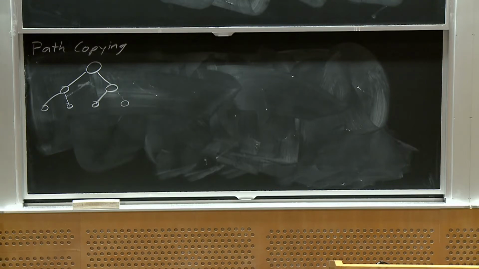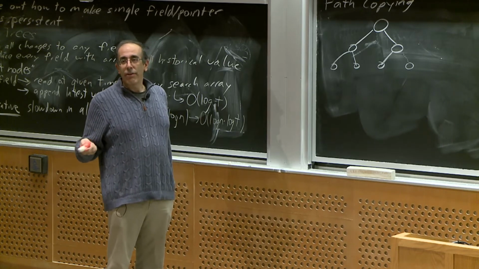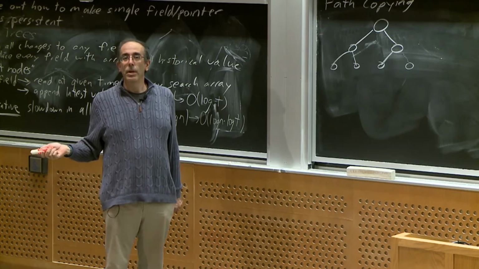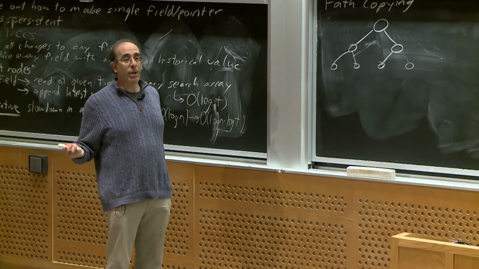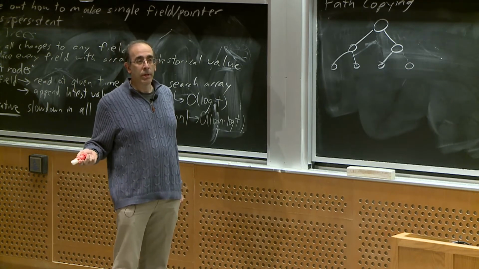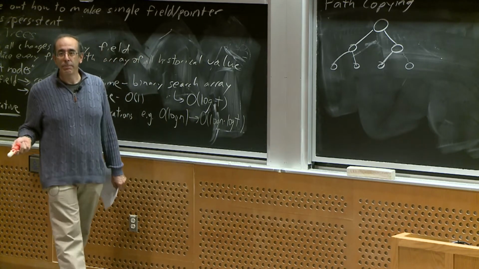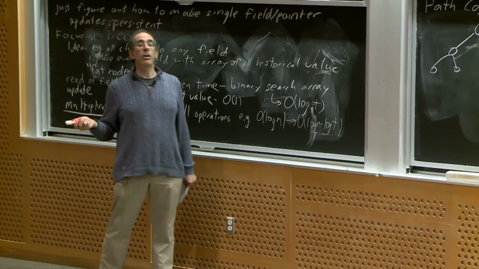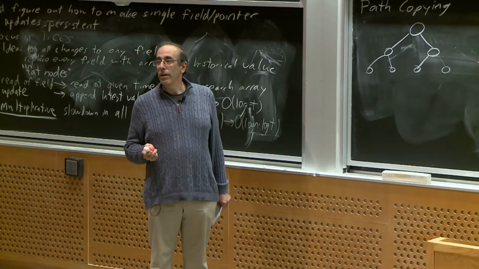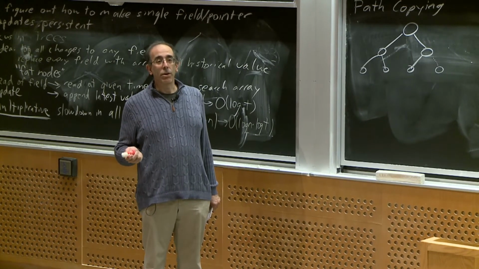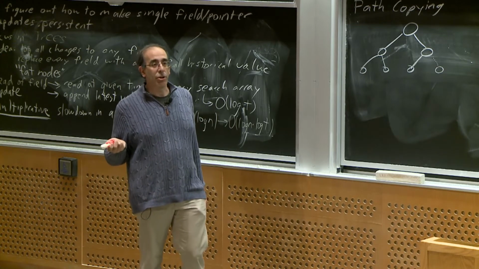I could copy the whole tree, but if you think about it, a lot of the tree is not actually affected by the insertion. So maybe I can save some time, save some space, by only copying the parts of the tree that care. So what parts of the tree actually care about the insertion that I just made? Which parts even notice that insertion? Yes? The path from the added vertex to the root. Exactly. Only the path from the root to the added vertex sees any change.